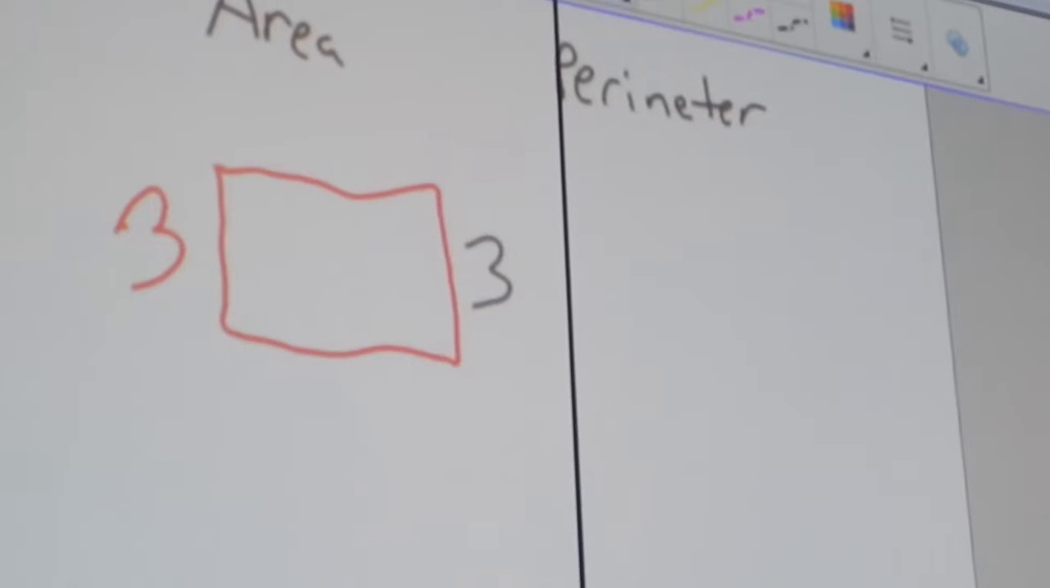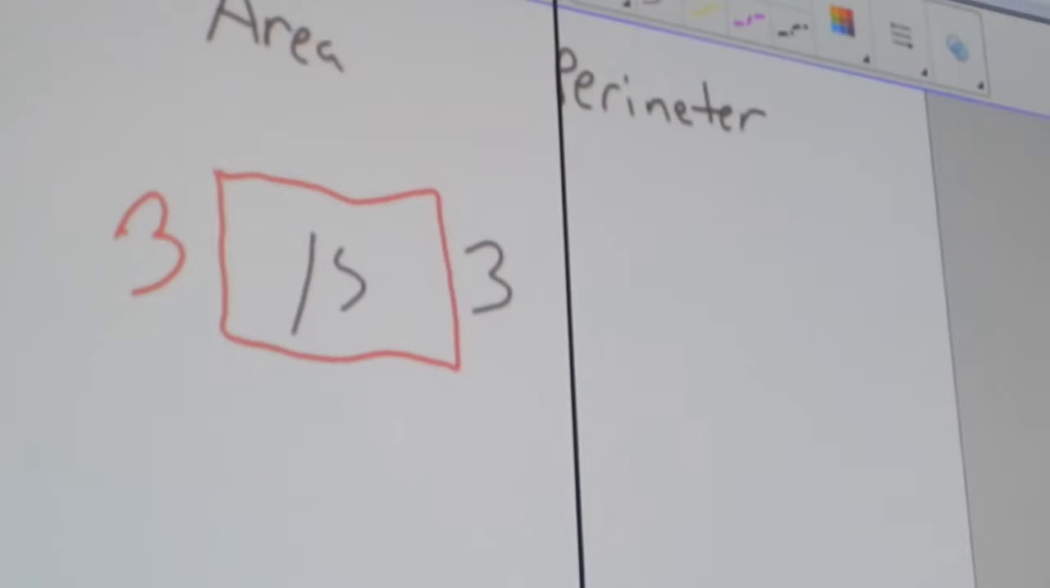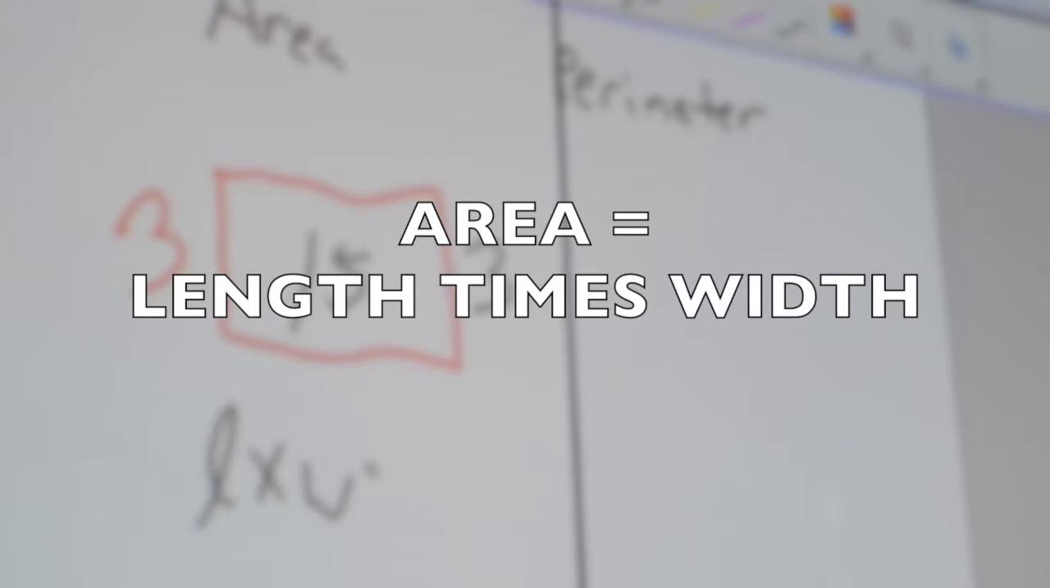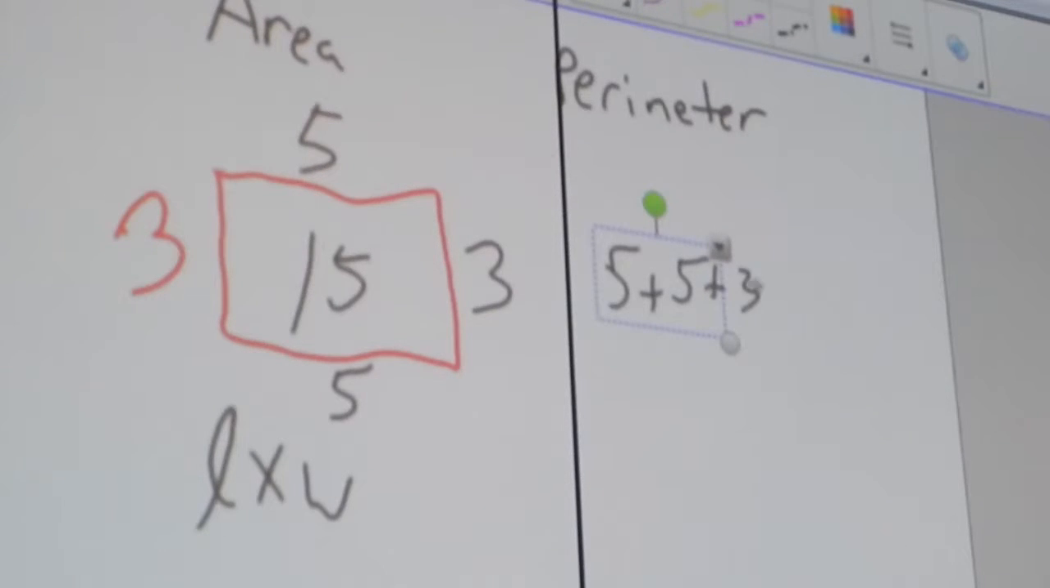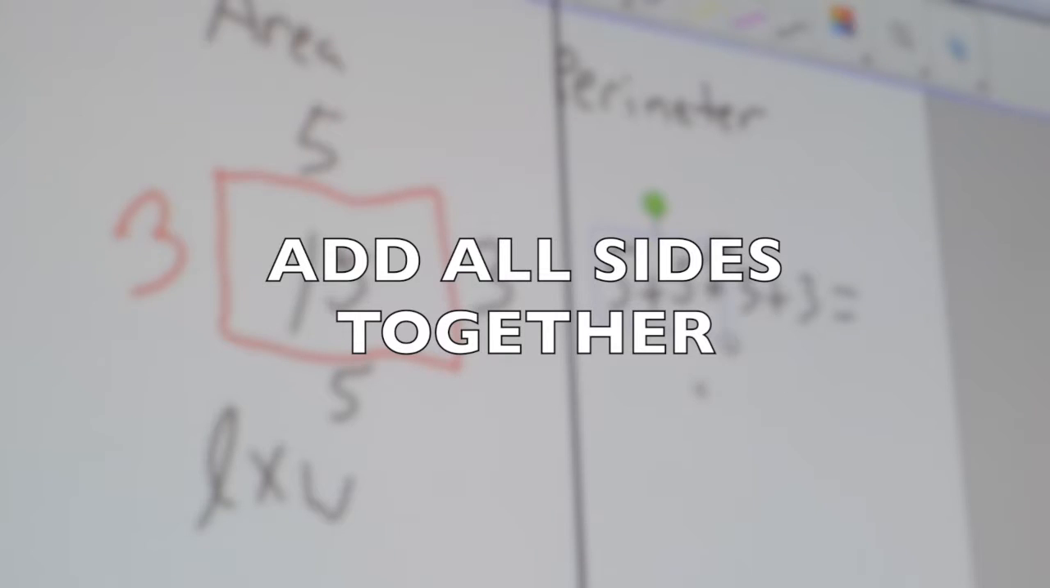But we know the area is what? 15. How do we get area? What is area anyway? Length times width. So the length or the width, whichever one you want to call it, is 3. That means 3 times something equals 15. So what's that other something? 5. So we know that up here has to be a 5, and down here has to be a 5. If I have that, then I know the perimeter has to be 5 plus 5 plus 3 plus 3 equals 16.